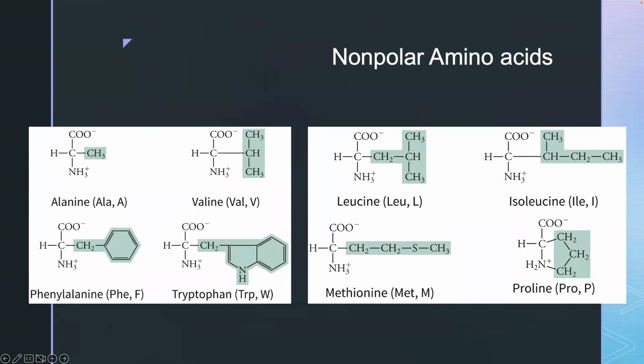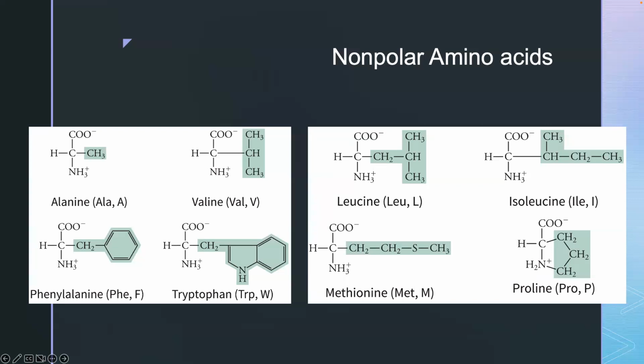We're going to start with alanine. So alanine has just a simple methyl group as a side chain. Its 3-letter code is ALA, and its 1-letter code is A. And it's one of the most abundant amino acids because it's so small. Valine is next, and it is a branched chain amino acid. Its 3-letter code is VAL, and the single letter is V. It has 3 methyl groups on the side chain.